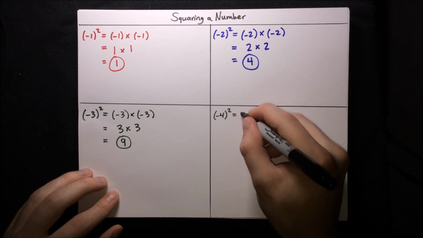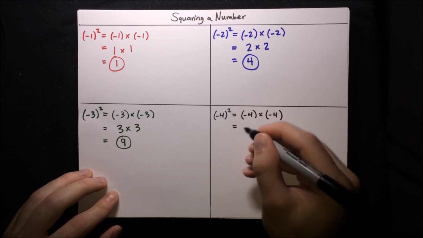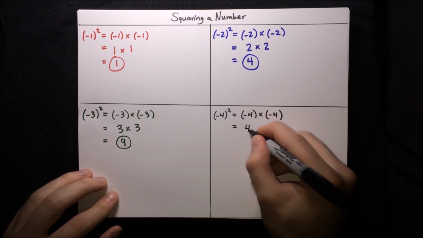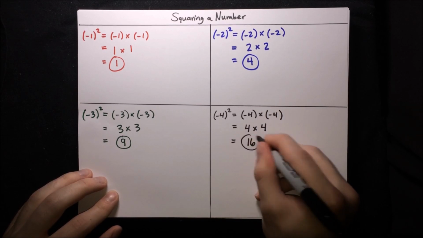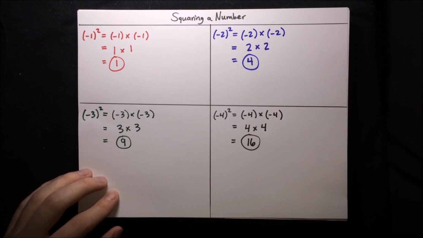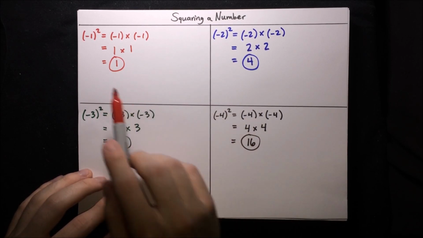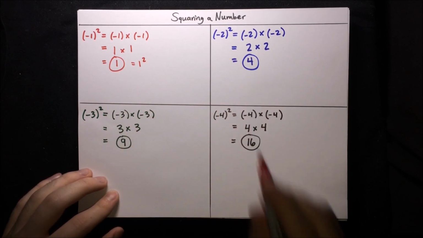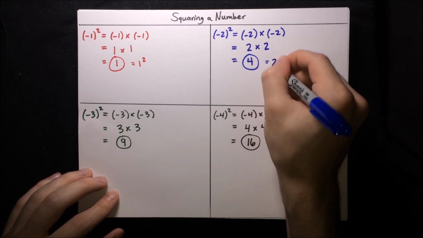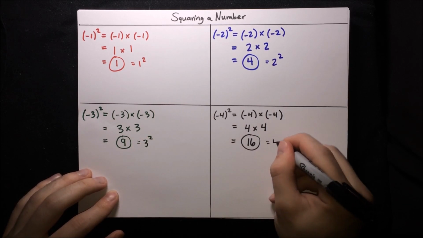Lastly, -4 squared is -4 times itself, -4. Again, the negative signs cancel out, so we just have 4 times 4, and the result of that is just 16. So -4 squared is 16. Looking back, we can see the squares of the first 4 negative numbers are the same as the squares of the first 4 positive numbers. 1 is also equal to 1 squared, 4 is also equal to 2 squared, 9 is also equal to 3 squared, and 16 is also equal to 4 squared.